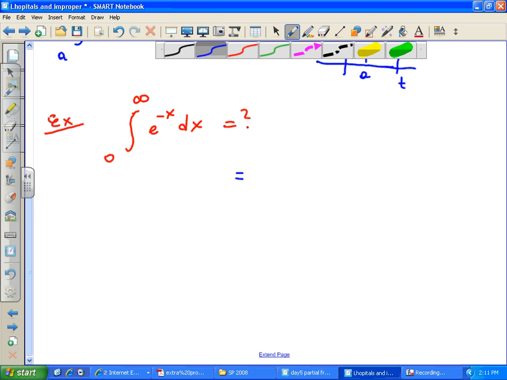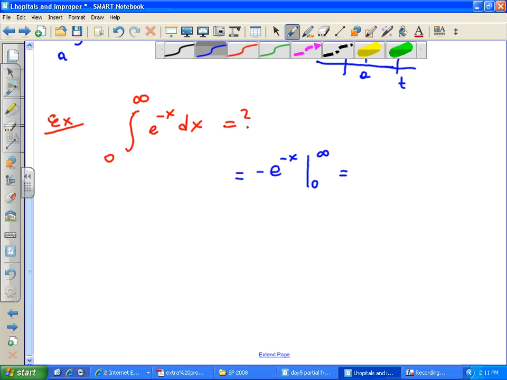Here it's e to the negative x, so the antiderivative will be e to the negative x divided by negative 1. But I might as well just put a negative 1 up front here. And the limits are from 0 to infinity. Okay, now our question is, how do you handle the case negative e to the negative infinity?